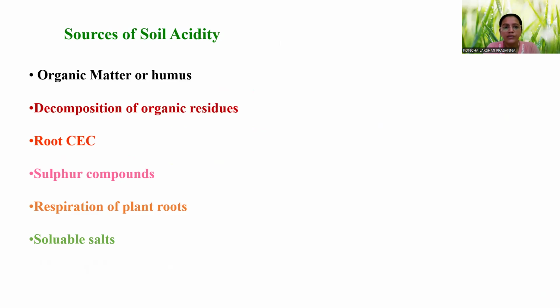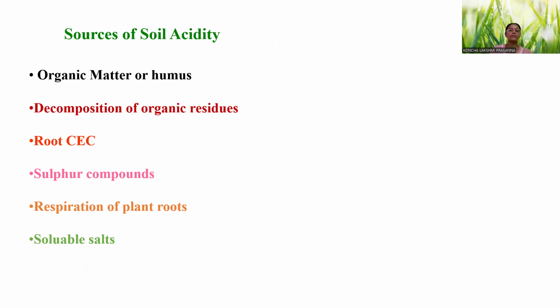Decomposition of organic residues. During decomposition of organic residues or organic matter, a large amount of carbon dioxide is released. The carbon dioxide released, when it combines with water, forms carbonic acid, which gives the acidic nature of the soil.